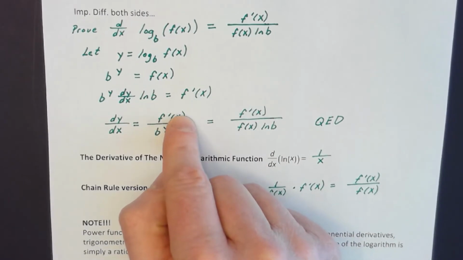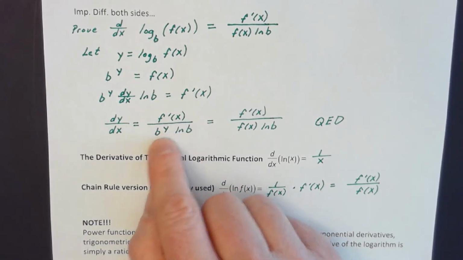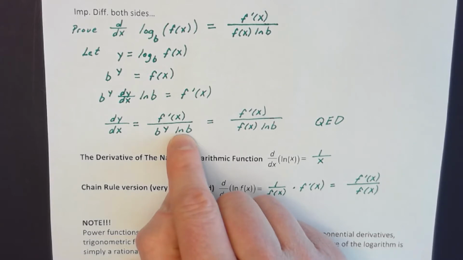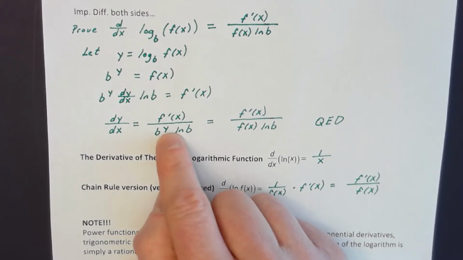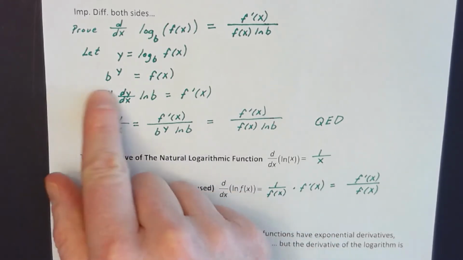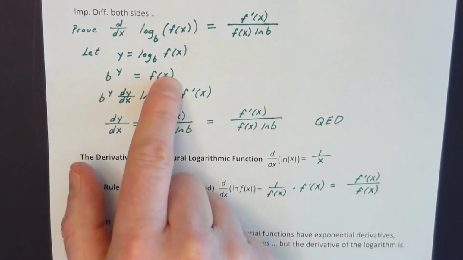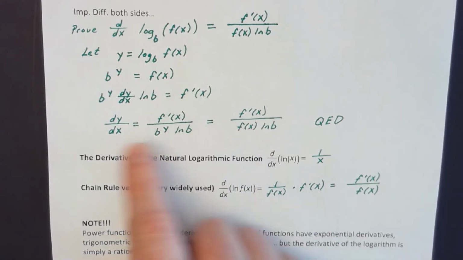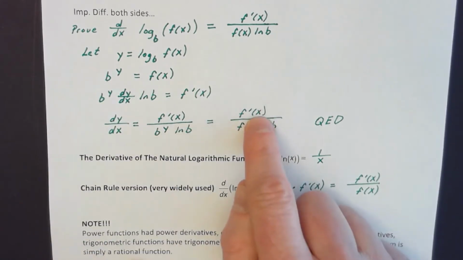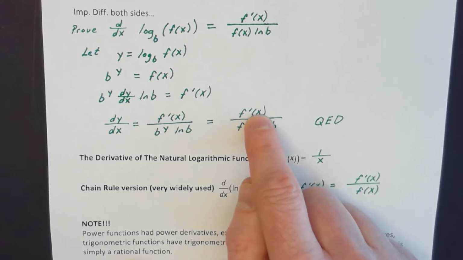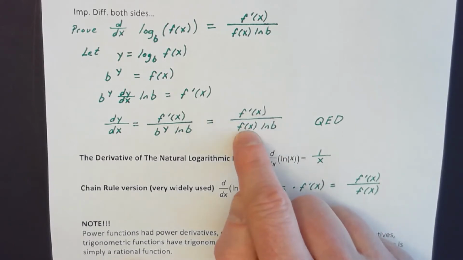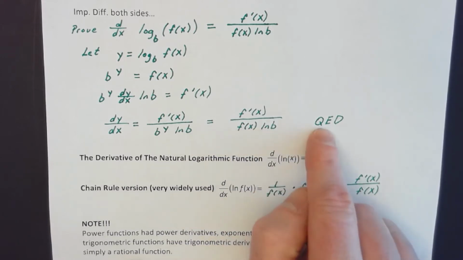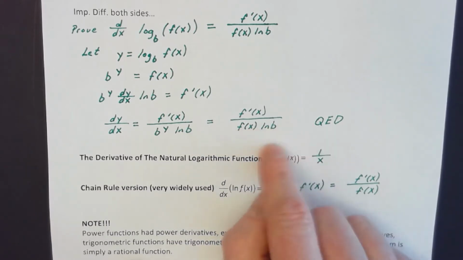So you'll notice I have dy dx is equal to f prime of x over the exponential function b to the y times the natural log of b. And then I can say, please go back earlier in the problem and notice the exponential function b to the y is equal to f of x. So I can substitute that in its place. And I have shown that dy dx is equal to the derivative of what's inside the logarithm, f prime of x, divided by what's inside, f of x times the natural log of b. QED, done with that proof. Isn't that a nice one?